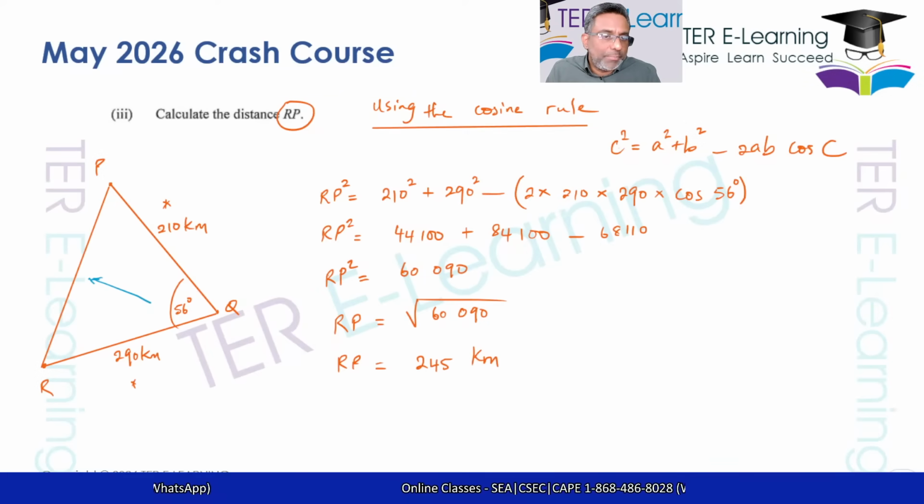Some people are asking about Pythagoras. We can only use Pythagoras' theorem if it is a right angle triangle. So I can't use Pythagoras' theorem at all unless it's a right angle triangle.